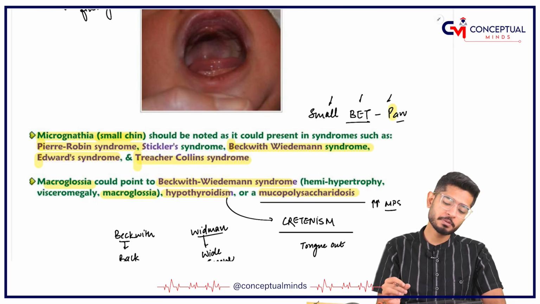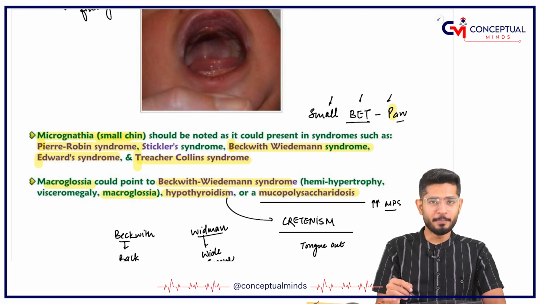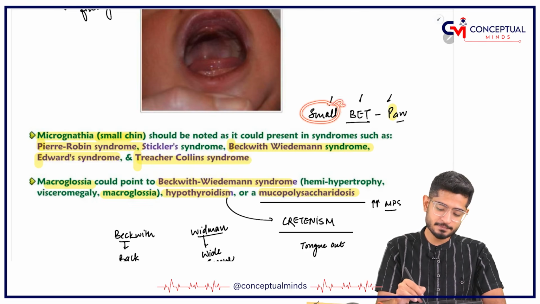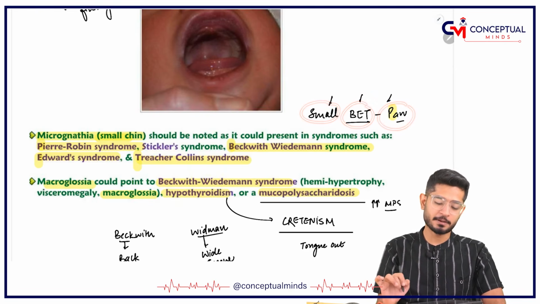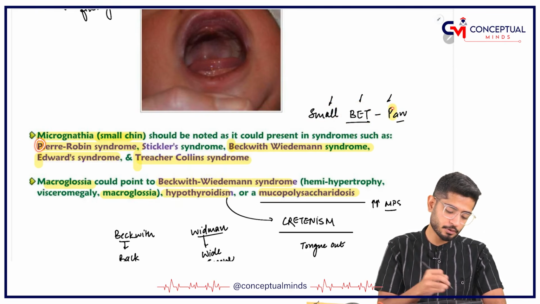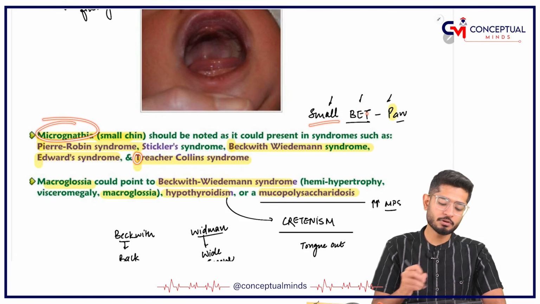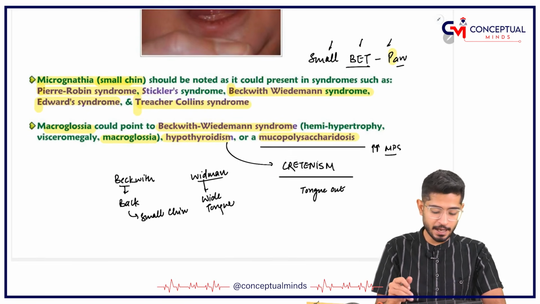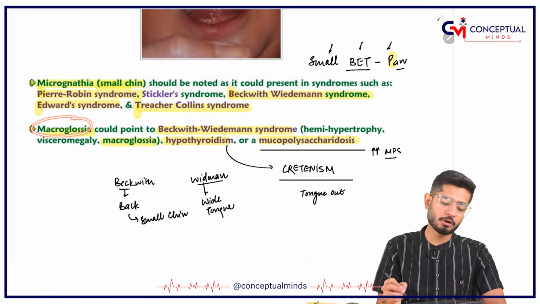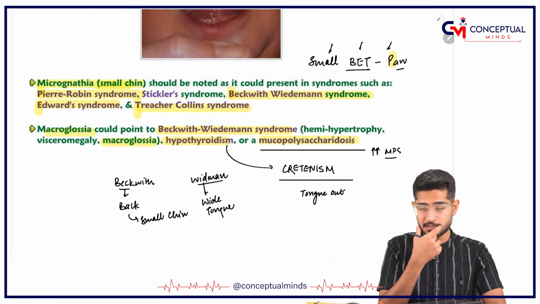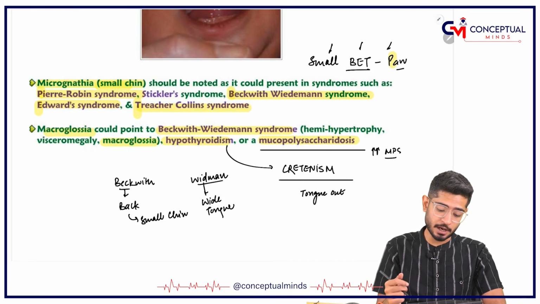But the way to remember is, let's have a small bet. Have a small bet with me. P for Pierre Robin syndrome. B for Beckwith-Wiedemann syndrome. E for Edwards syndrome. T for Treacher-Collins syndrome. Small means micrognathia. Whereas you have macroglossia. Macroglossia means you have an enlarged tongue.